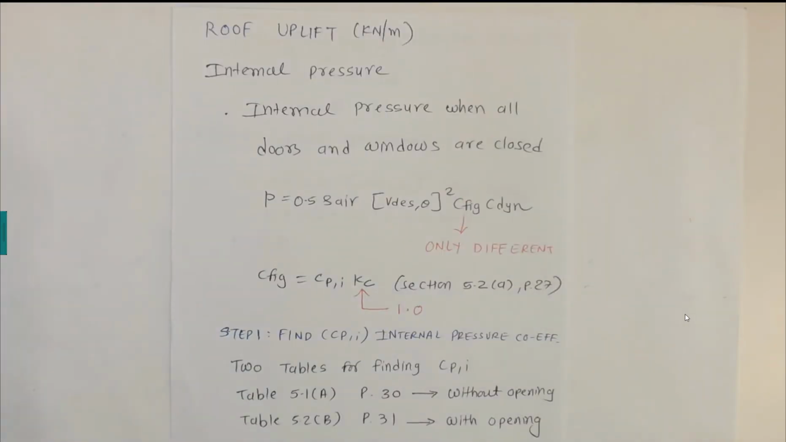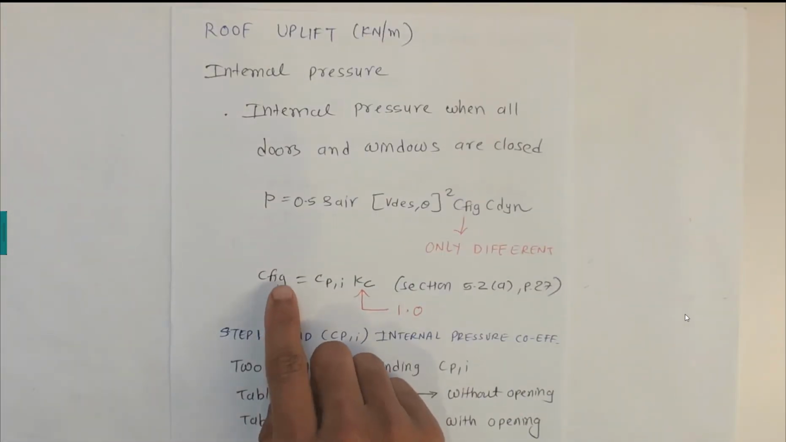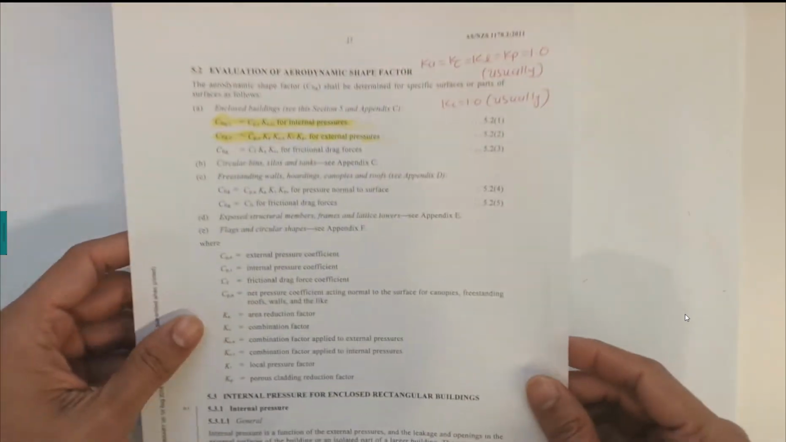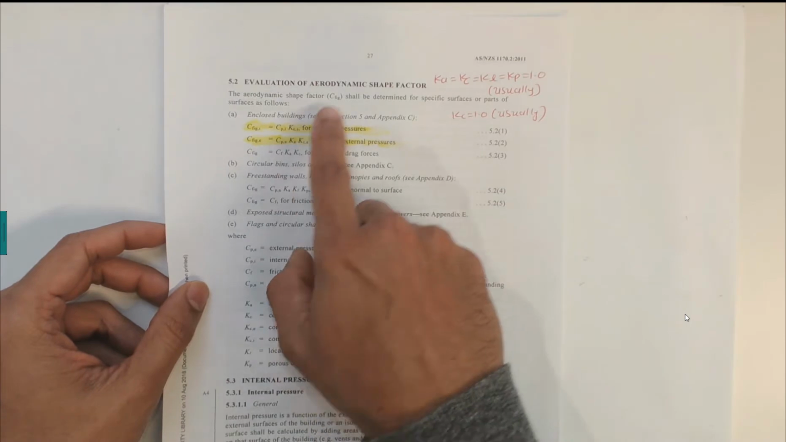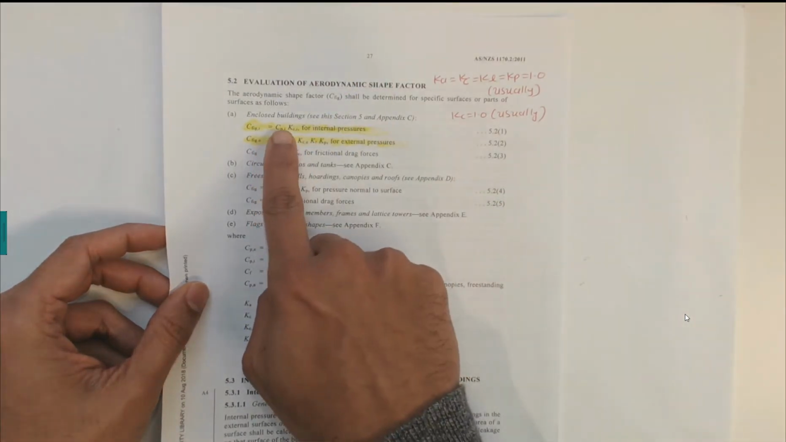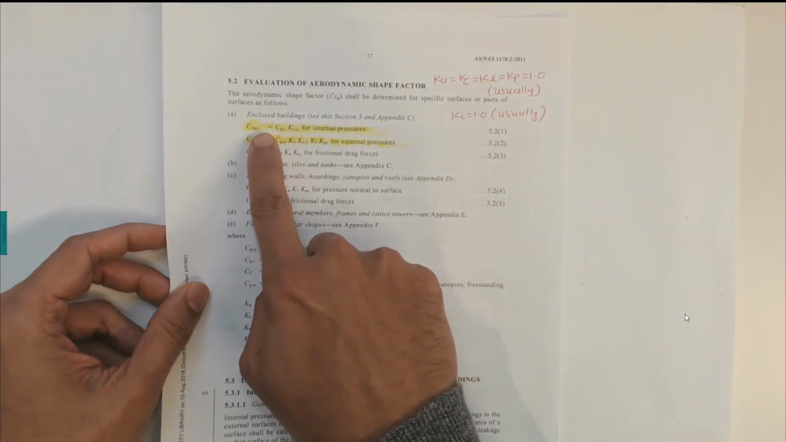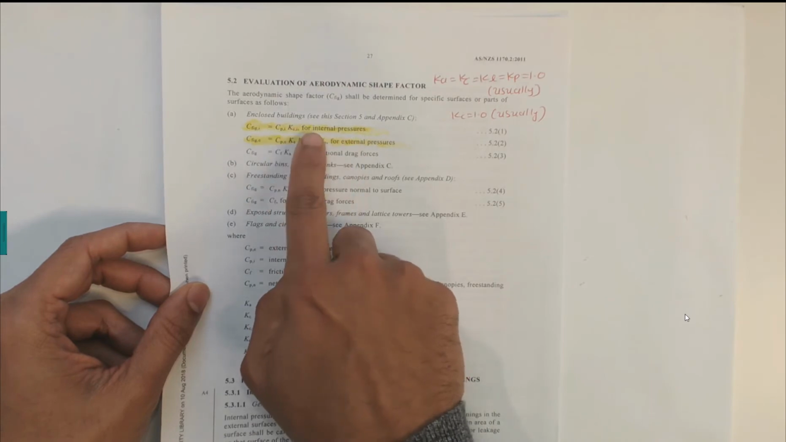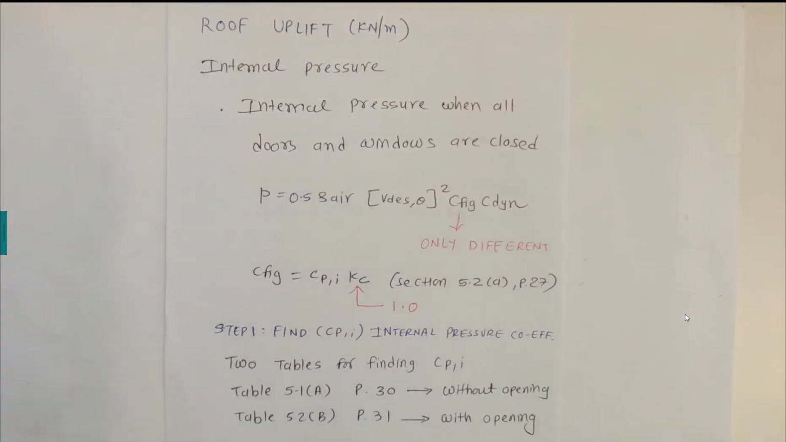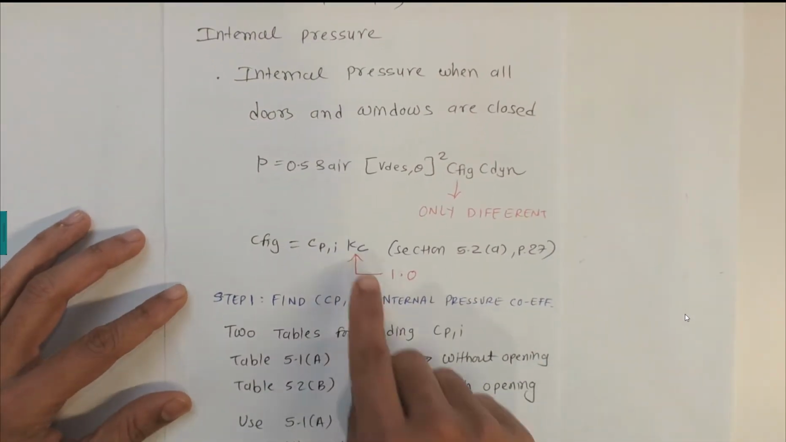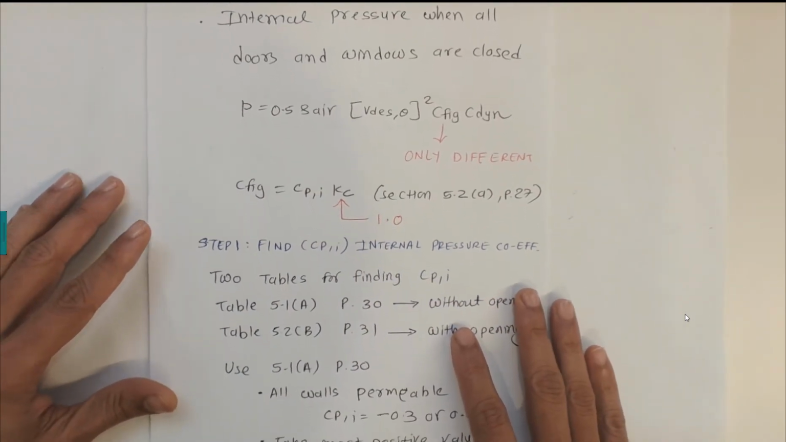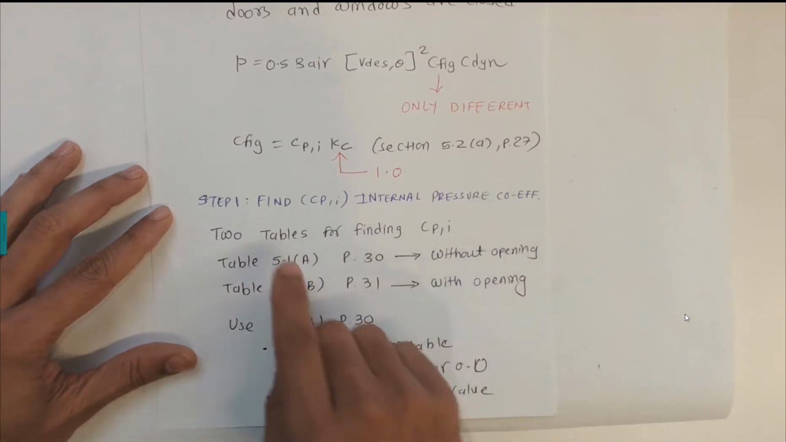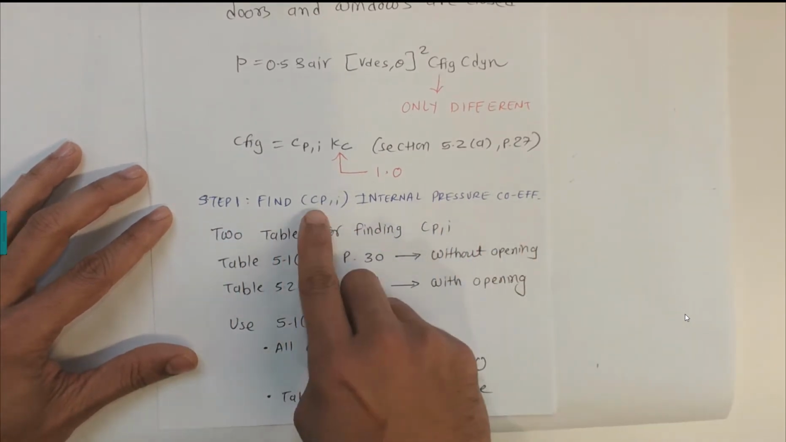Once we use these equations, we need to calculate the aerodynamic shape factor for internal pressures. That is given in clause 5.2A on page number 27. That is the equation for the aerodynamic shape factor for internal pressure, C_fig,i = C_p,i times K_c,i. Now K_c is 1.11, which we found in the last video. Now we need to find the internal pressure coefficient C_p,i.